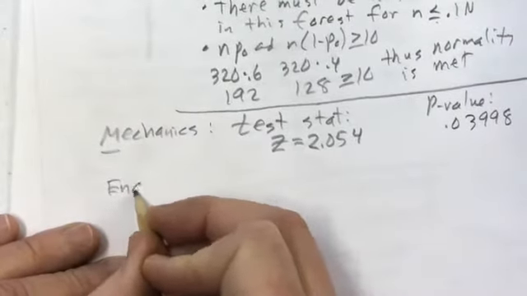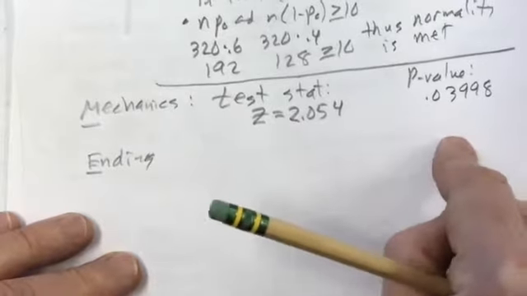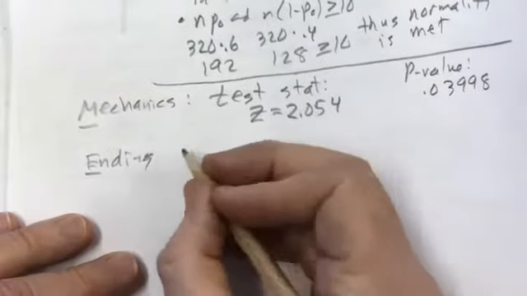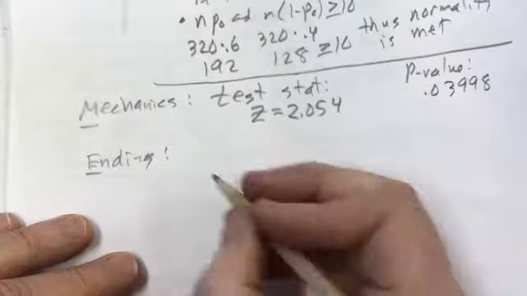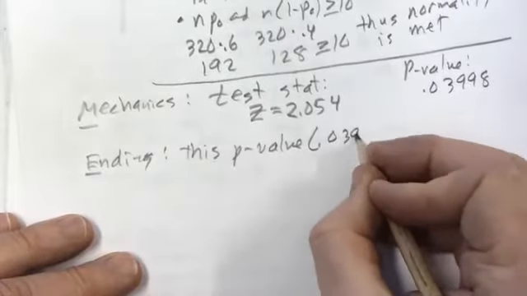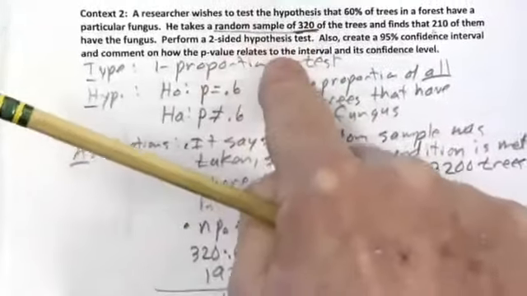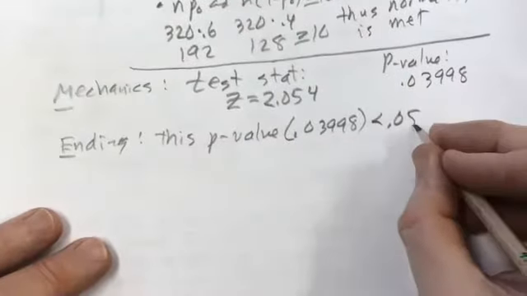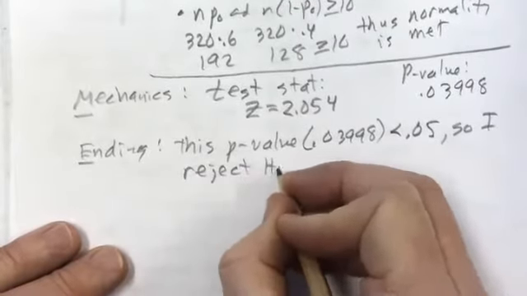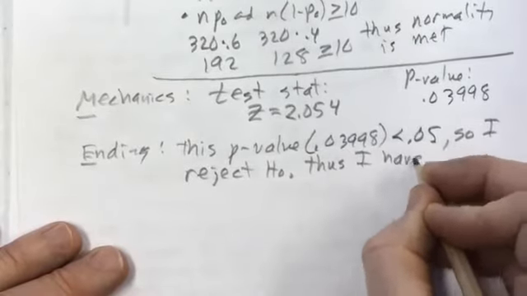And then remember our ending, we have to make a decision and draw a conclusion about our p-value. So we have to mention what we are going to do with this p-value. If the p-value is low, you reject the H naught. And that's what we're going to do, because this p-value, 0.03998, is less than 0.05. I use that because they didn't give us an alpha up here. So we use 0.05. So I reject the null hypothesis.